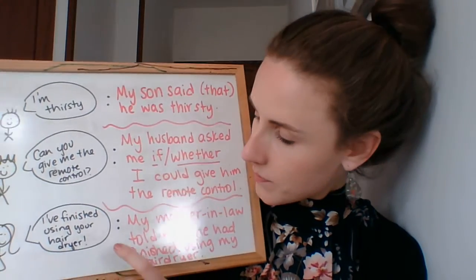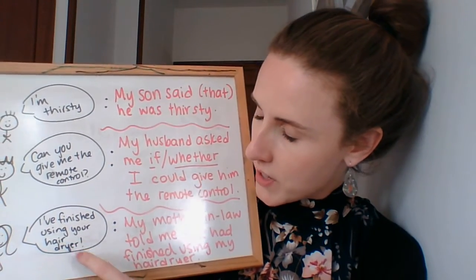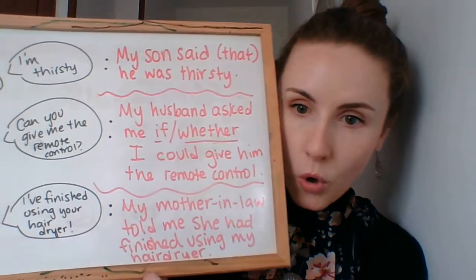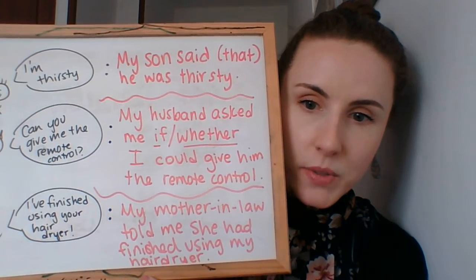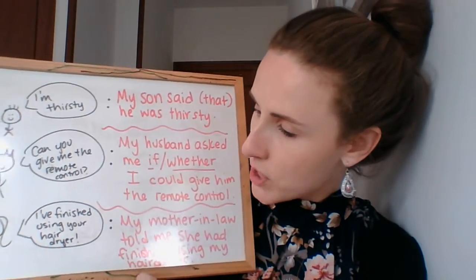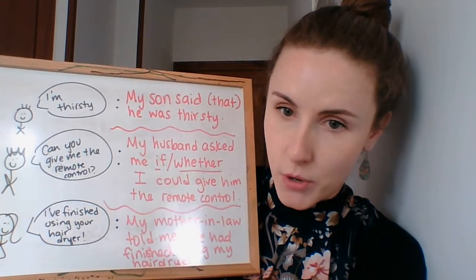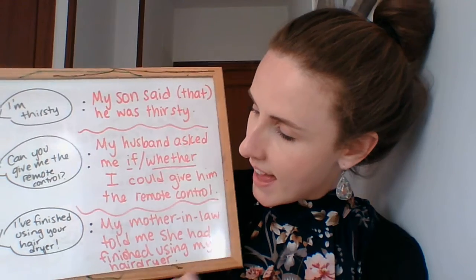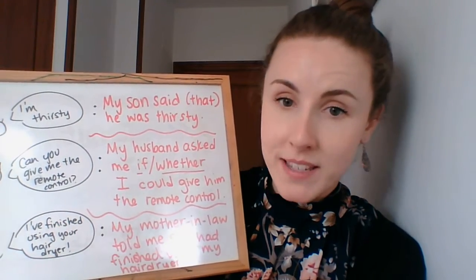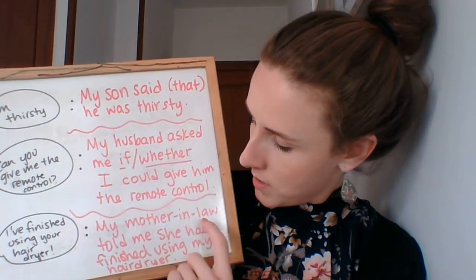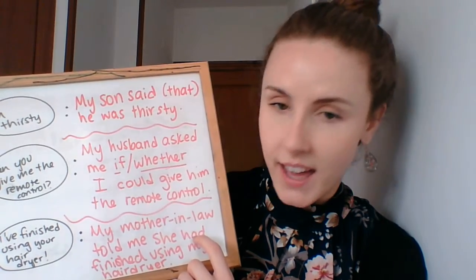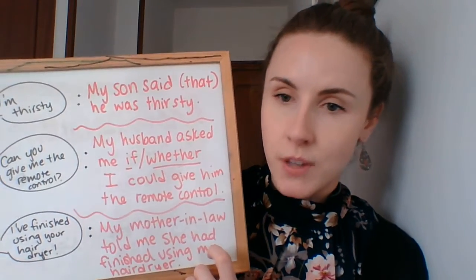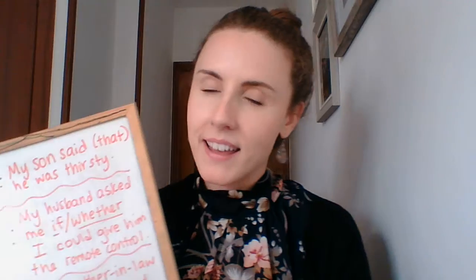And the last one, I finished using your hairdryer. My mother-in-law told me she had finished using my hairdryer. So again, what changes? Your hairdryer in direct speech, you also need to change the pronouns. My, okay? And I have, this is the present perfect. It changes to had, okay? The past perfect. So you always go one step back in the past when you're using reported speech.